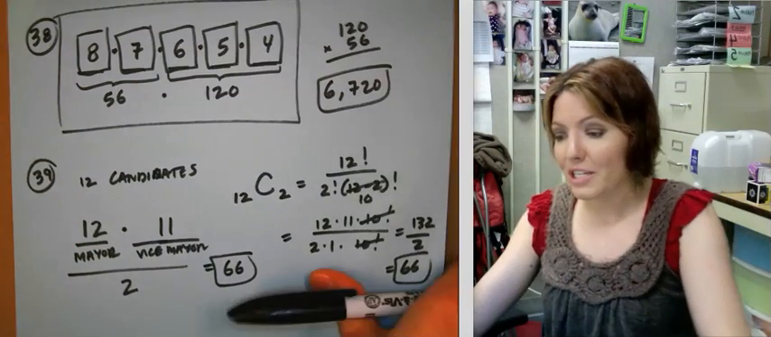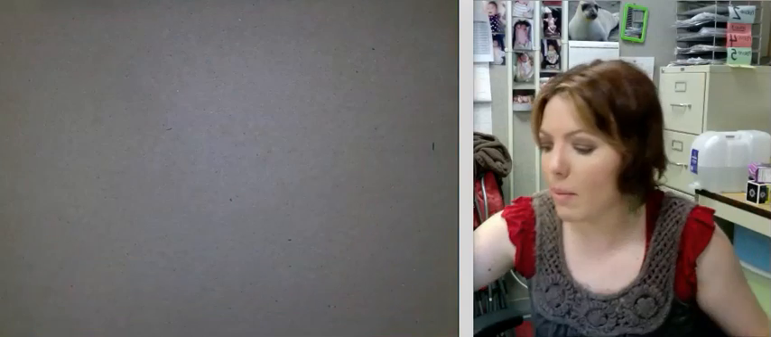All right, so we have a couple more. We have some probability and then some conic sections, and then we are done.